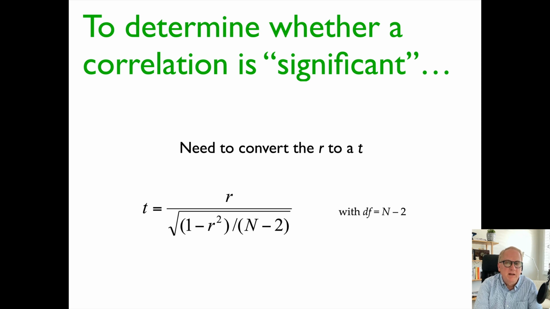So once I've done that, I've converted the r to a t, and I know that I have degrees of freedom of n minus 2, I can then use this to help me figure out where is the critical value in my comparison distribution and decide whether or not my correlation is significant.